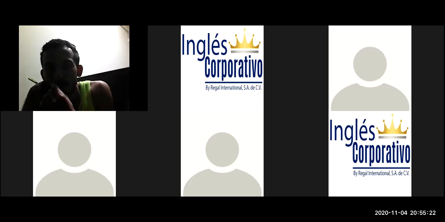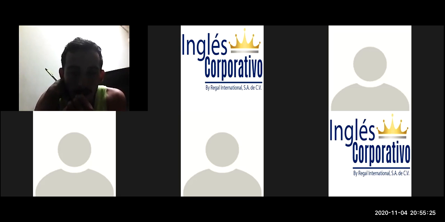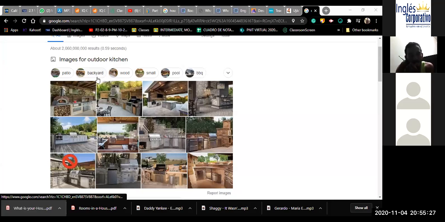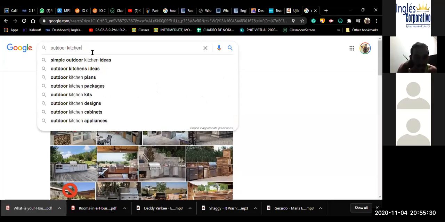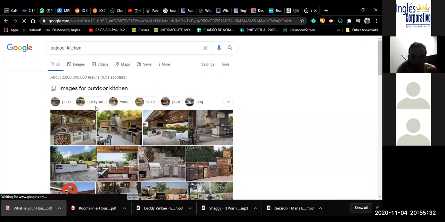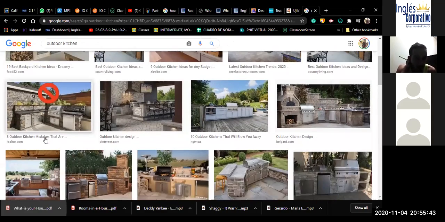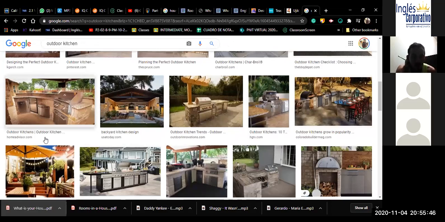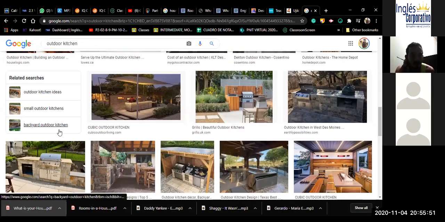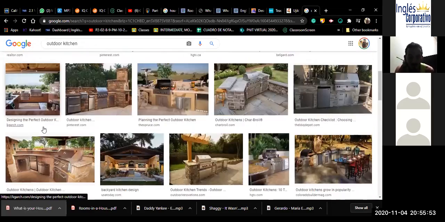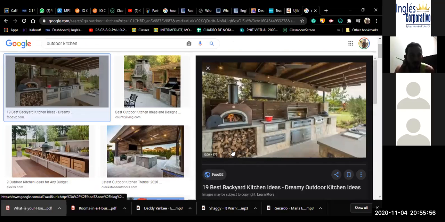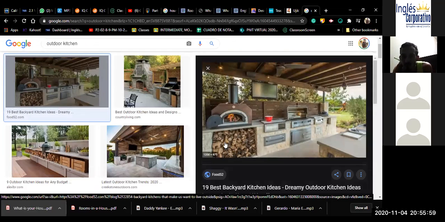Le enseño con ejemplos para que usted vea cuál es la que se parece. This is outdoor. This is an idea. Outdoor kitchen está fuera de la casa. For example, it's not inside the house. It's outside. Pero el ejemplo más cercano sería este, which is outside the house.